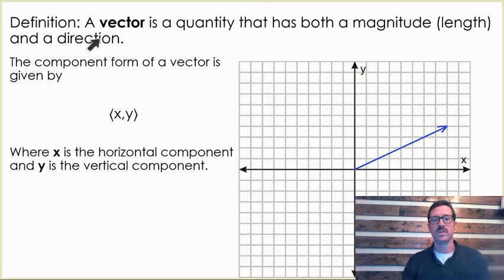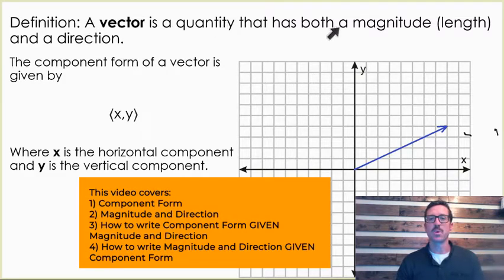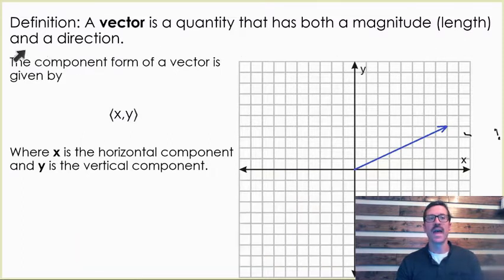First, let's get our definition. A vector is a quantity that has both a magnitude, which will appear like a length when we represent it graphically, and a direction. And so we often write a vector using our component form. This looks kind of like an ordered pair, but instead of parentheses, we have these brackets. And this first number, which I'm showing with x, represents the horizontal component, and y represents the vertical component.